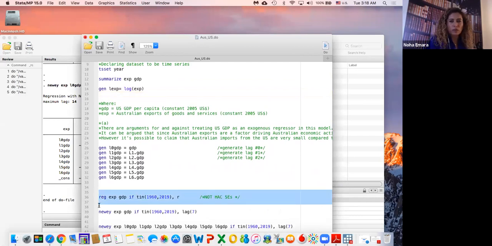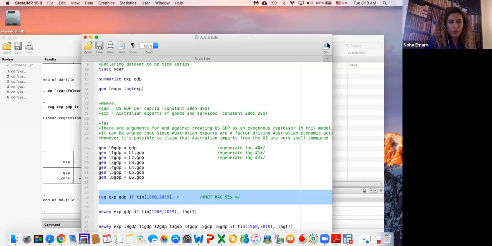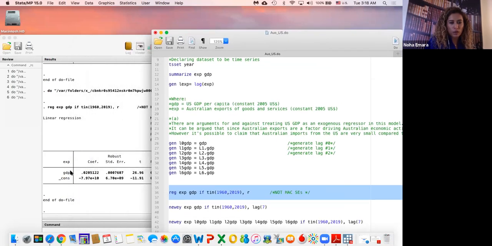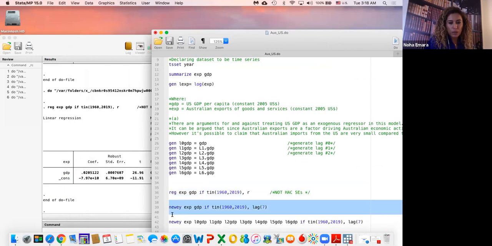In this extra step, I didn't do the Newey-West, I'm just doing regular OLS. So here I just have a regular model, and GDP is highly statistically significantly affecting US exports, right? The R here stands for just a robust standard error. It's not the autocorrelation one. Now, starting from here, I'm using the Newey-West standard error, which is the HAC estimator, the heteroscedasticity and autocorrelation consistent standard error, using a truncation parameter of 7.